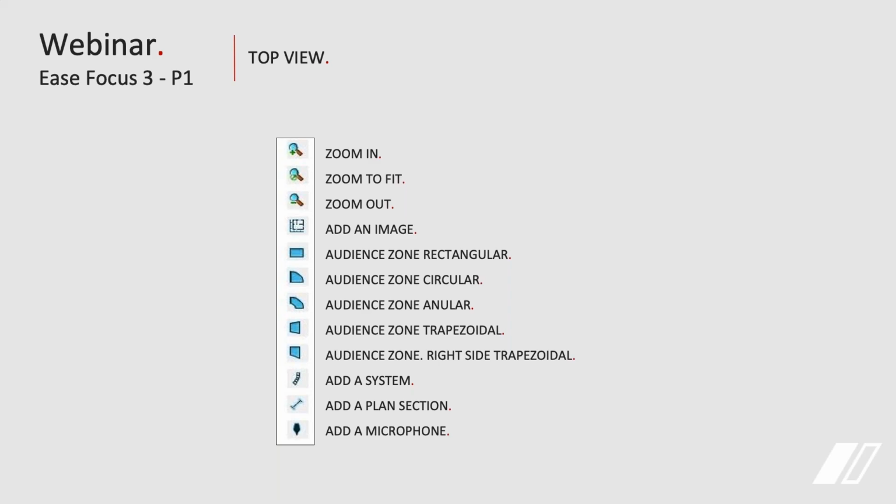We have our zoom in, zoom to fit, and zoom out, which are all just manipulating the sizing of your project. Add an image is so we can add a photo or a screenshot of the DWG file that we have and be able to superimpose it into our project so we can have an outline of our audience areas.